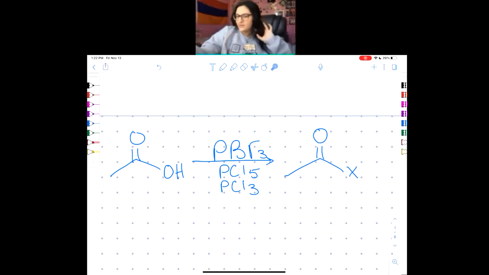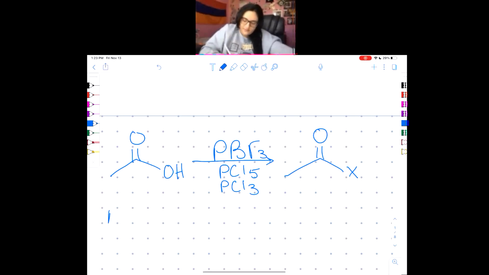I'll give you all a second. And yes, someone asked me to repeat it, so of course I can. So an acid halide is going to be so reactive and so unstable that you cannot form it through a nucleophilic substitution reaction. In order to form an acid halide, you have to use one of these reagents and react them with a carboxylic acid.